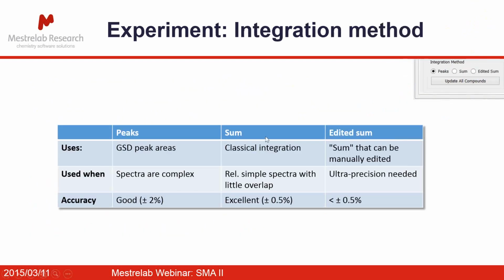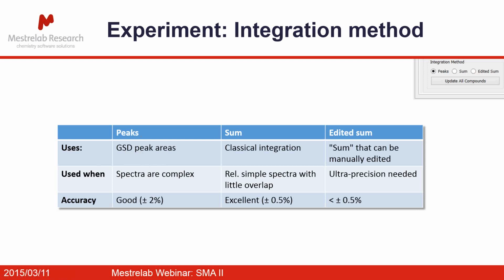Okay, let's talk a little bit about integration methods. This is quite a big subject, really, so I'll gloss over this fairly quickly and allow you to read what's on here at your leisure. So we support 3 ways in which to integrate regions of the spectrum. The first of these is using GSD peaks. So if you select peaks in this particular region of the panel, this will use GSD peak areas that it derives.